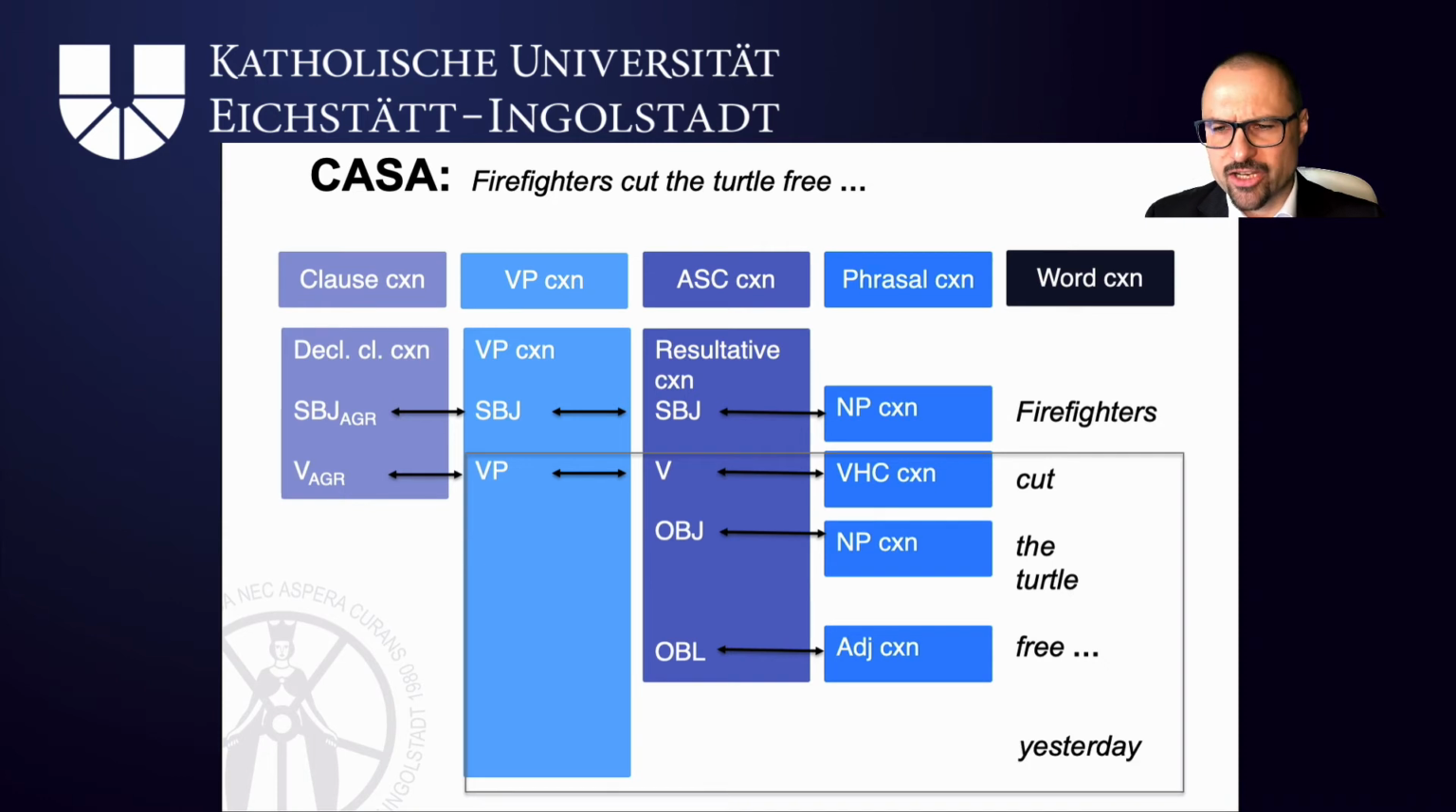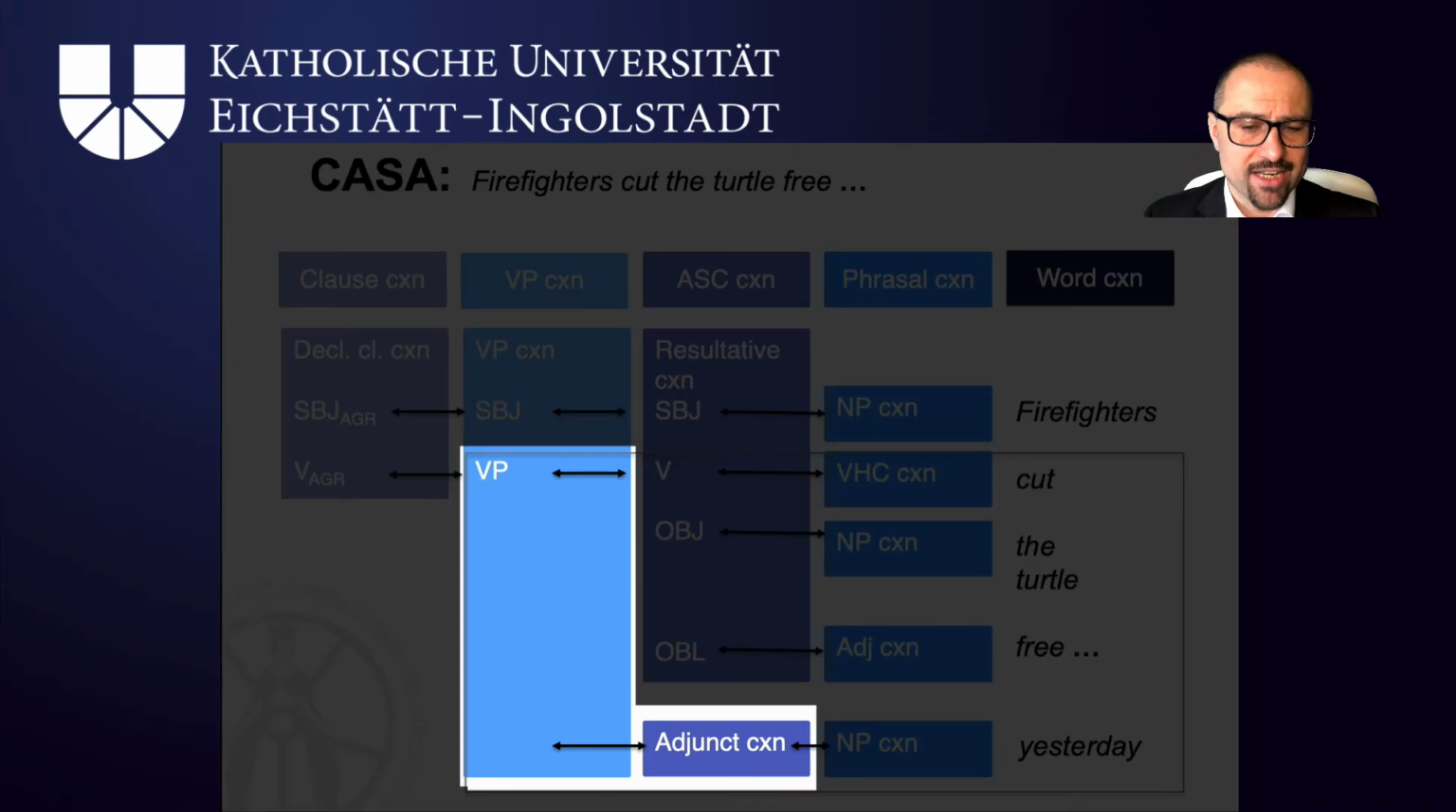How do we handle adjuncts then? Yesterday, an adjunct that can be added to any kind of argument structure construction is not licensed by the argument structure construction. It's not a role that's required by this construction. Instead, we know that adjuncts freely can be added. And we indicate this by saying that these adjuncts are added to the verb phrase. They attach to the verb phrase.